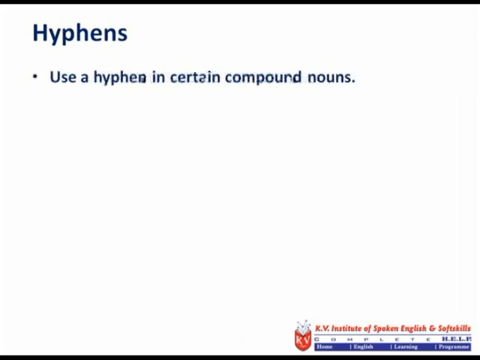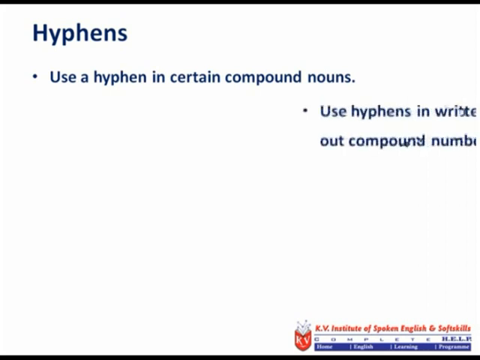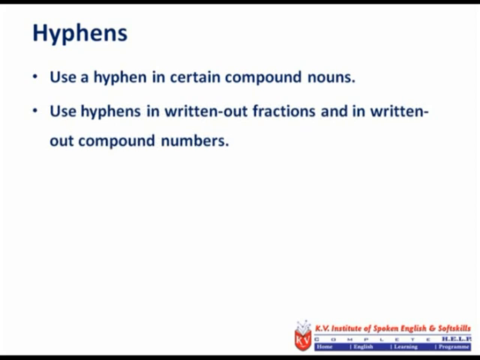You need to use a hyphen in compound nouns such as great-grandmother, pea-sized, and also you need to use hyphens in written-out fractions and in written-out compound numbers such as twenty-one, one-half, fifty-five.